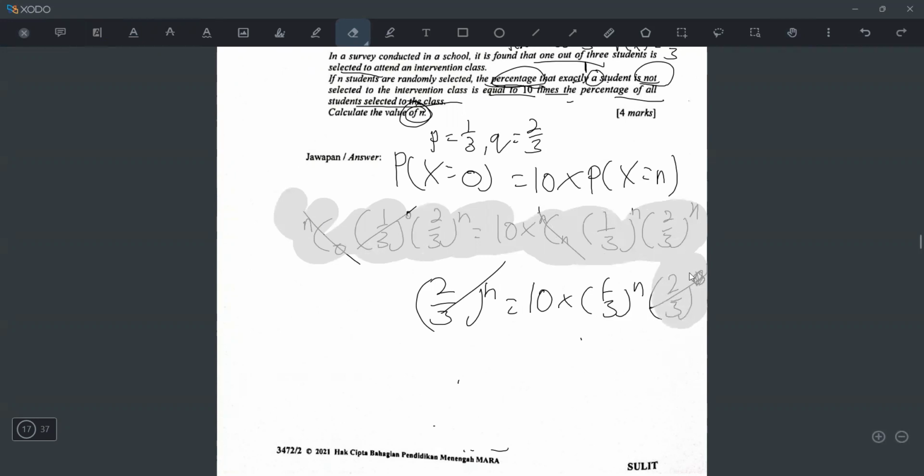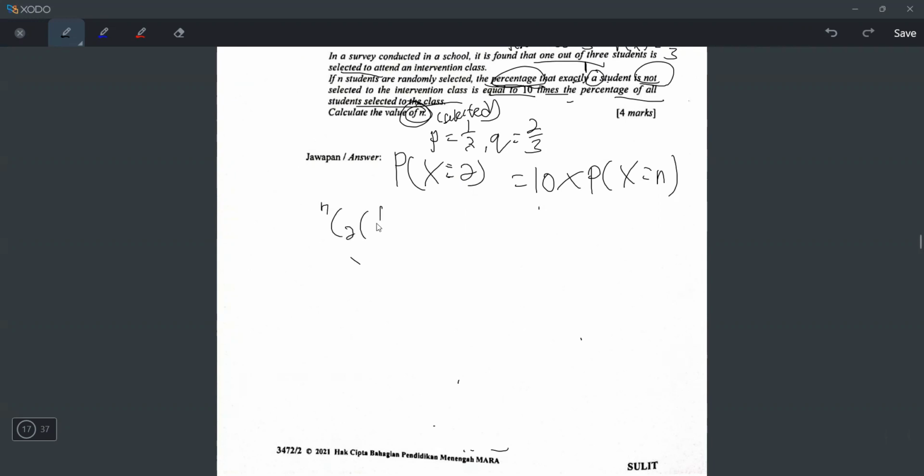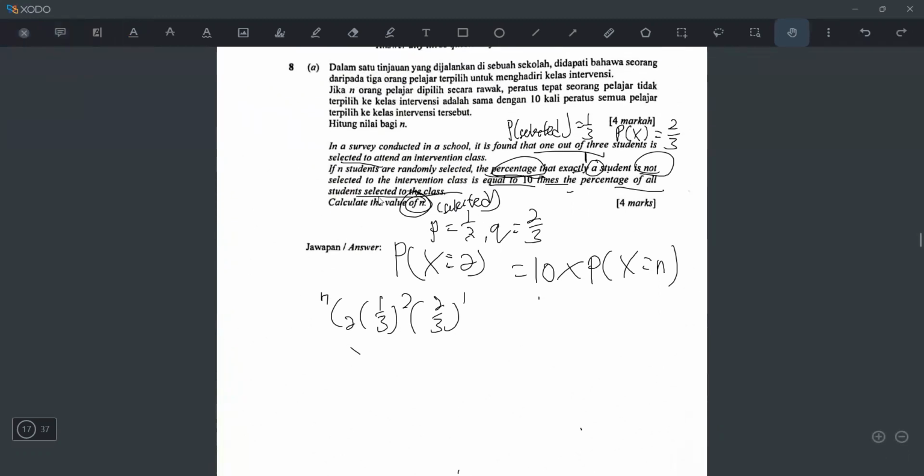If a student is not selected, and I'm using my P for probability of selected, it means I have to write Px equals to 2. Here I have to write Px equals to 2. So it will be nC2 1/3 power 2, 2/3 power 1. Wait, let me think. A student is not selected now, and my probability of success is selected, not. Okay. A student is not selected.